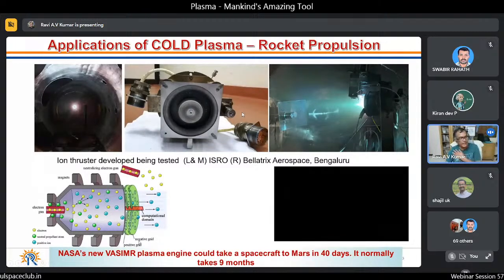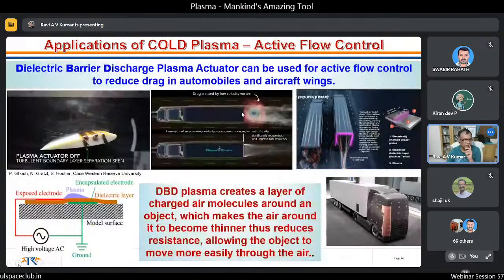And NASA is also developing very high power plasma engines, which would take a spacecraft, normally it could take anywhere between 6 to 9 months. So these are basically going to be the main engines for travel, because they don't require high impulse engines. So that is the difference.